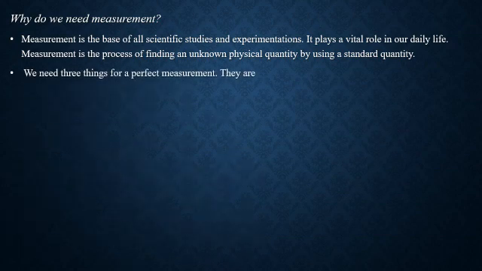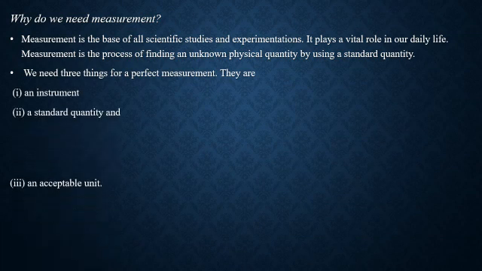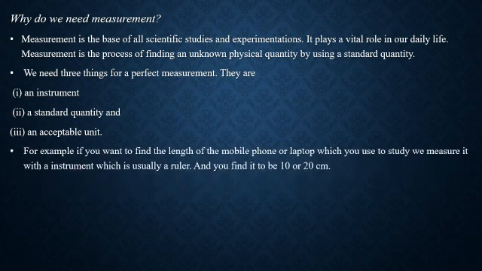For a perfect measurement, we need three things. They are an instrument, a standard quantity, and an acceptable unit. For example, if you want to find the length of the mobile phone or the laptop with which you study, you can measure it with a normal ruler and you find it to be 10 or 20 centimeters. So here, ruler is the instrument with which you find the length and 10 or 20 centimeter is the standard quantity of length and centimeter is the unit of length.